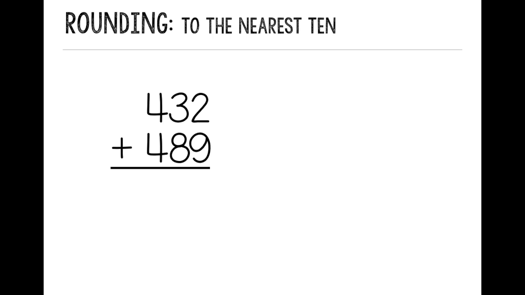When rounding, I can also round to the nearest 10. And when I round to a smaller place value, I'm going to get an answer that's a little bit closer to the actual sum. So when I look at 432, I have a 3 in the tens place, and the neighbor is a 2. So that 2, it's 4 or less, so we let it rest. So 432 is going to stay as 430.